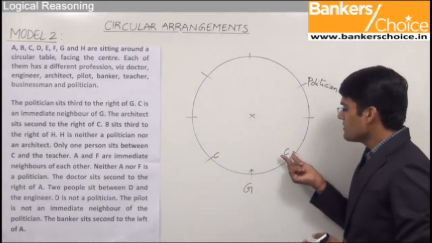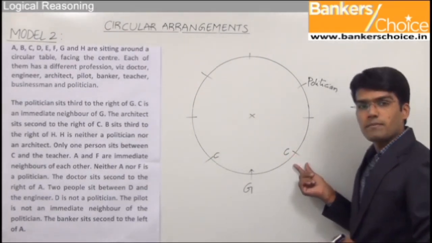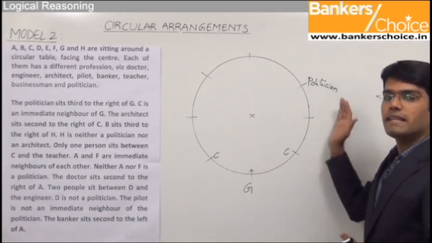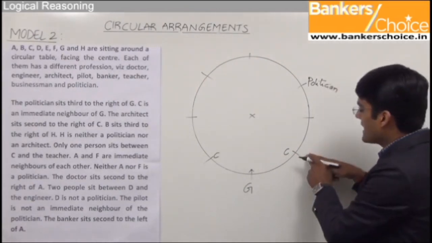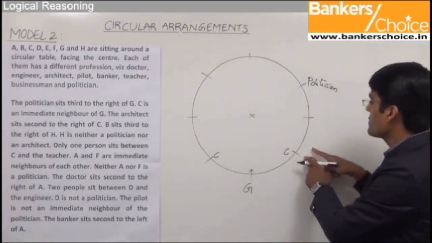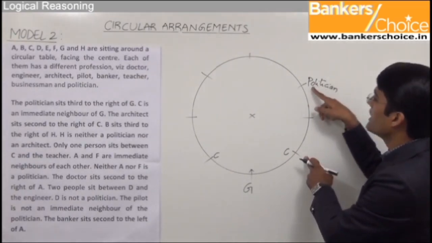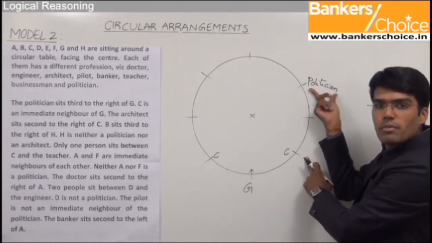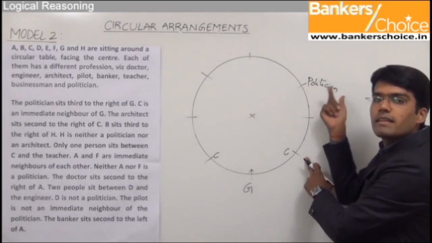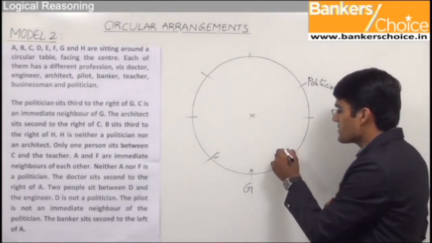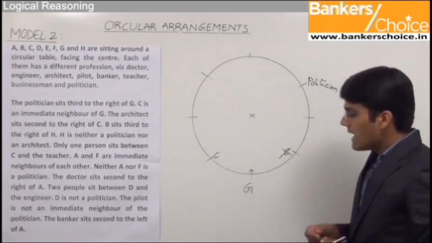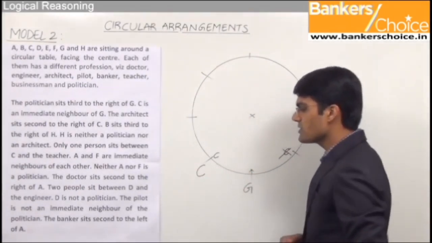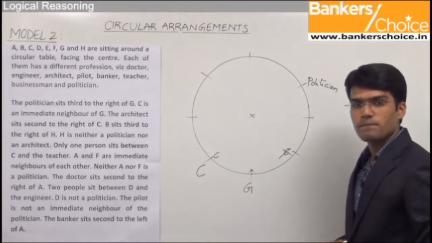For some time, let us assume that C should come in this position. And since we know that the architect sits second to the right of C, we should move in the anti-clockwise direction of C. So we can say that if C takes this position, the architect should be coming two places, that is 1 and 2, towards the right of C. That should be this position. But since this place is already occupied by the politician, we know that the architect cannot sit here. So very clearly, this is not the correct position of C. And since the only other possibility for C is to the left of G, we can say that the correct position of C is to the left of G.